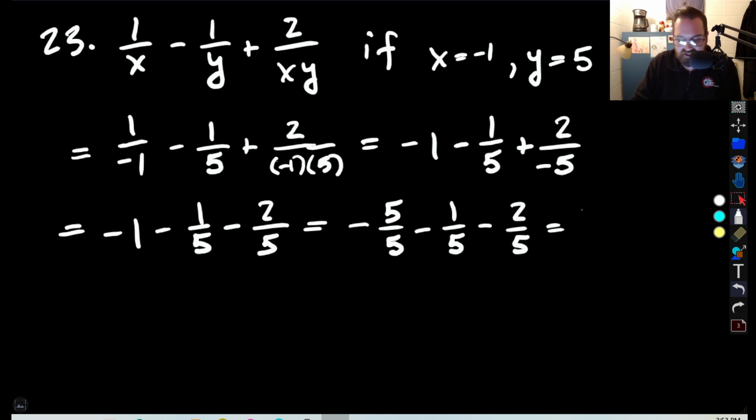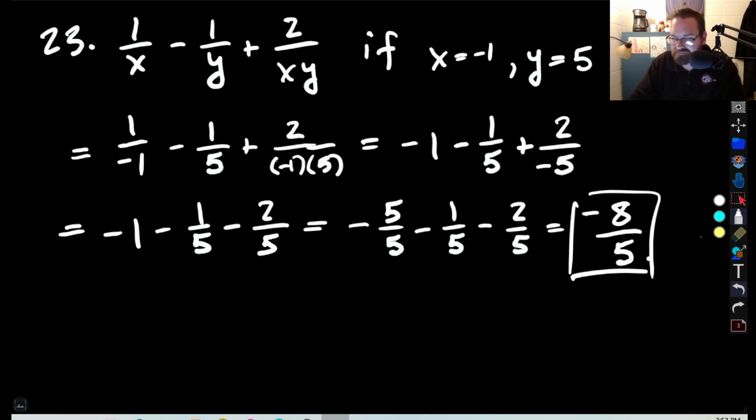You can feel free to use a calculator if you want, just to help you with the common denominators, or you can just punch them in as a fraction and figure out what that is at that point. And now all we have to do is combine the numerators. So minus 5 minus 1 is going to be a minus 6. Minus 6 minus 2 is going to be a minus 8. So here we're going to get a minus 8 over 5. And this is my solution in this particular problem.